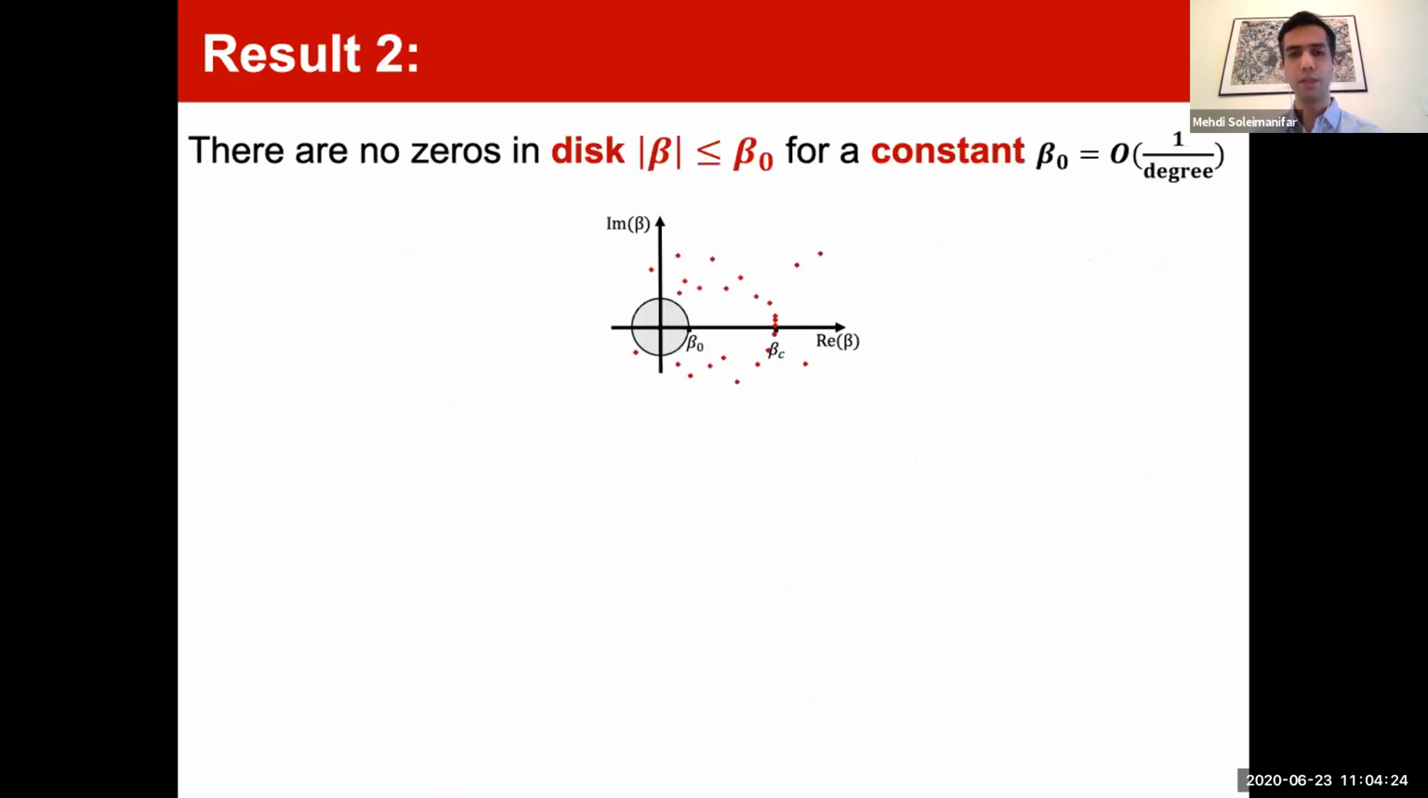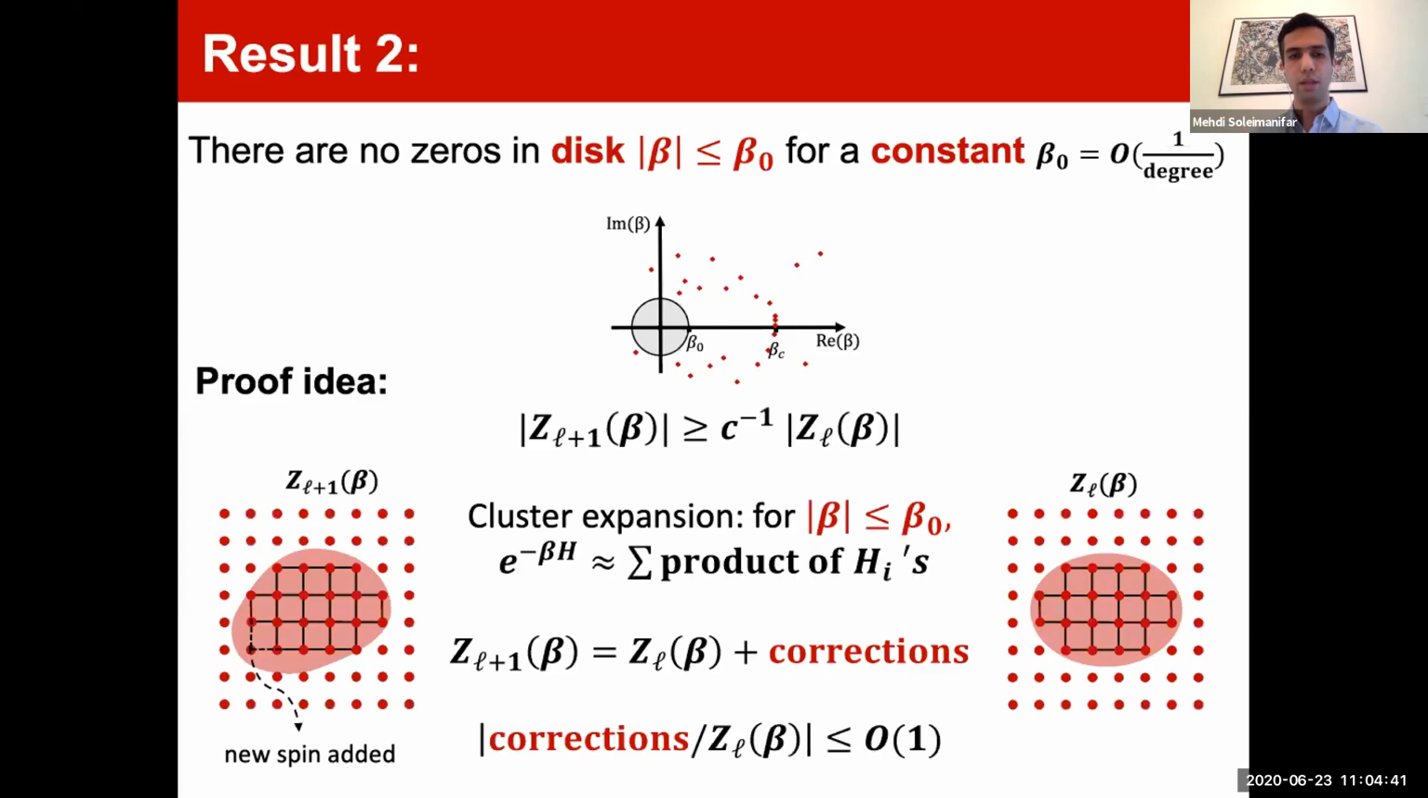In our second result, we show that there is a disk of constant radius, where the radius is proportional to 1 over the degree of the interaction graph and depends on the other parameters in the Hamiltonian, such that there are no zeros inside this disk. The proof idea is this. We consider a subset of the spins and the partition function of that subset. And then we ask what happens if we add one spin to the subset, how much the partition function shrinks.